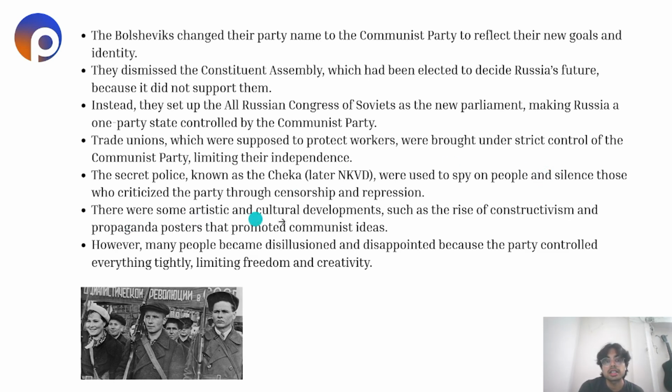There were some artistic and cultural developments, such as the rise of constructivism and propaganda posters that promoted the communist ideas. However, many people became disillusioned and disappointed because the party controlled everything tightly, limiting freedom and creativity. All this was happening because socialism was turning into communism, and later on into a sort of dictatorship, because the repression and the censorship were there. So Russia was turning into a communist country.